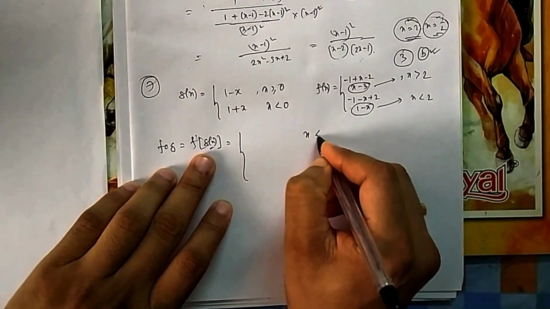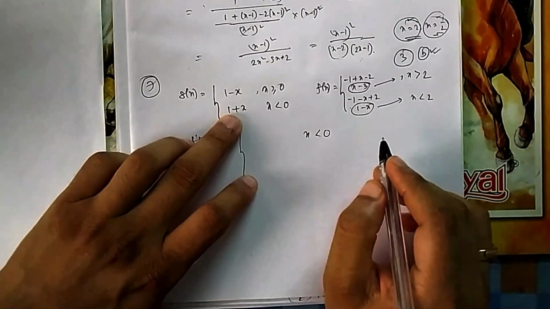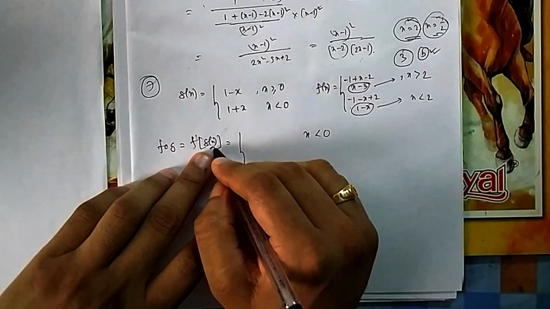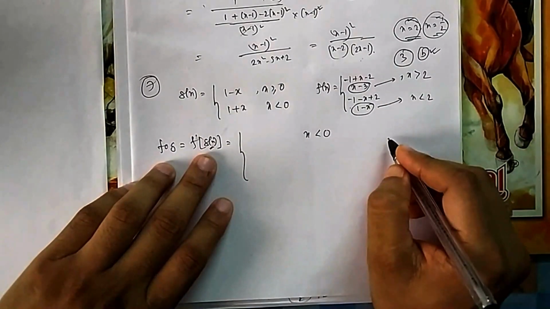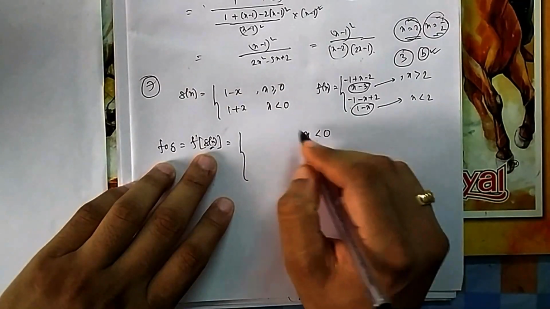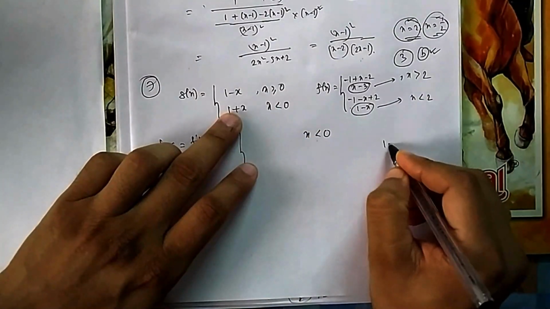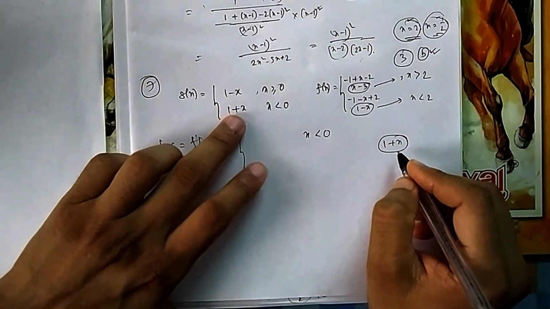So that's why I am taking care of g. If it is less than 0, then it is 1 plus x. Okay. Now whatever output g will give, f will take that one as an input. So what output will g give if x is less than 0, and you are giving 1 plus x, then what output will it give?